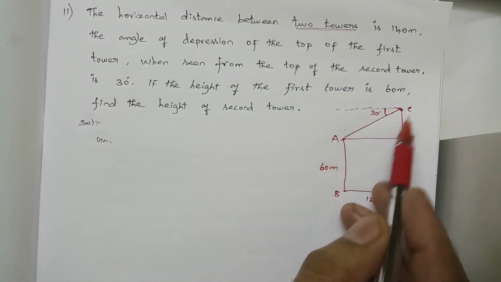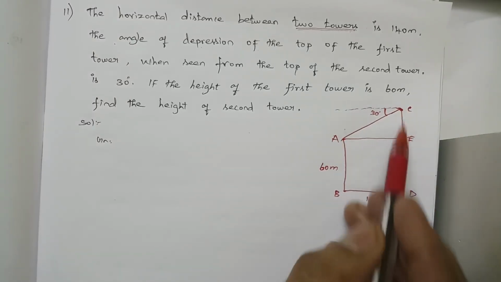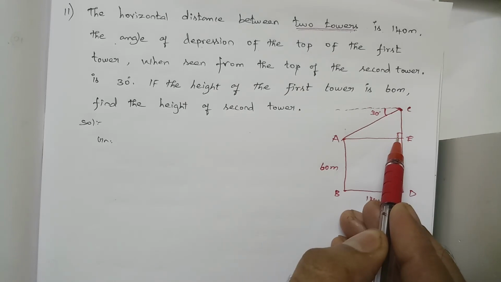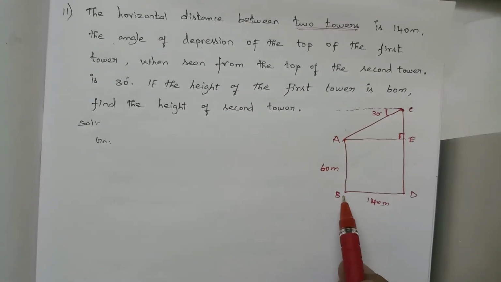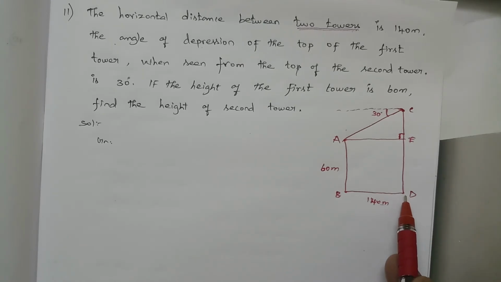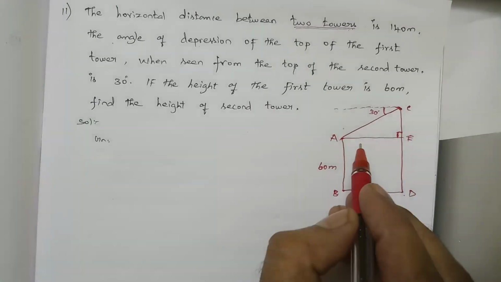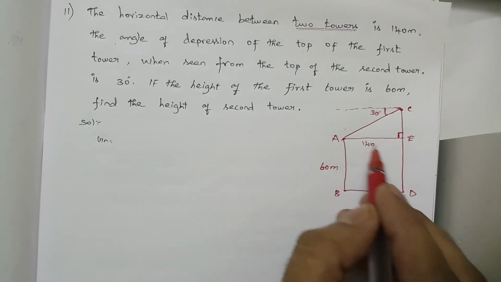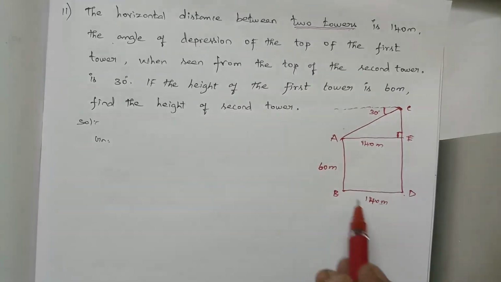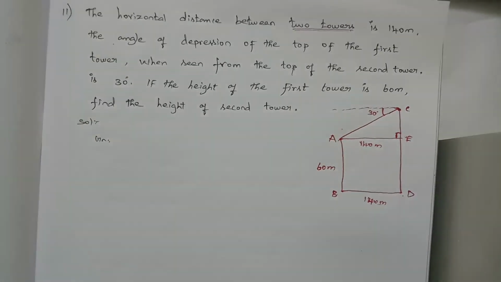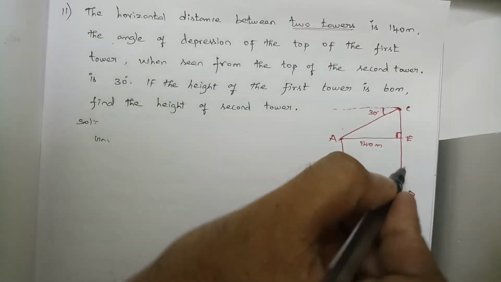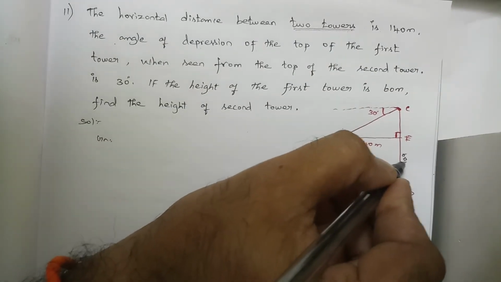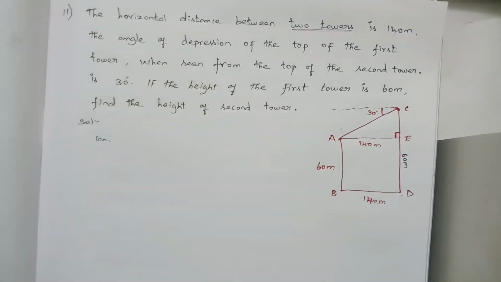Now we got the right angle triangle. AEC is a right angle triangle. If BD is 140 meters, then AE is also 140 meters, both are equal. If AB is 60 meters, then DE is also 60 meters.